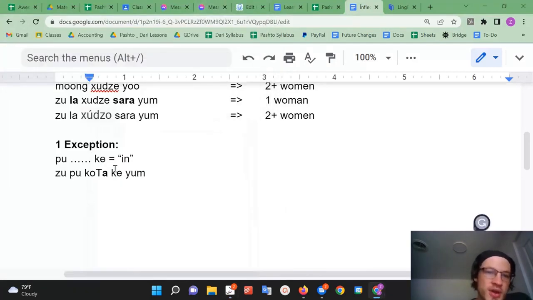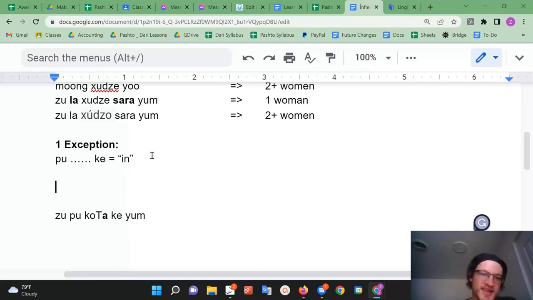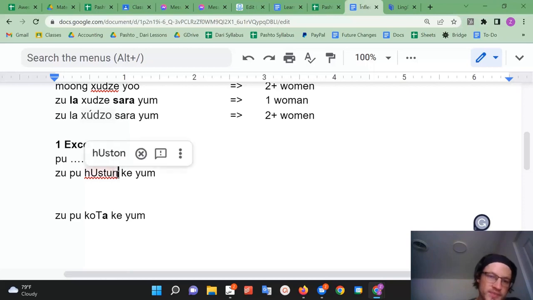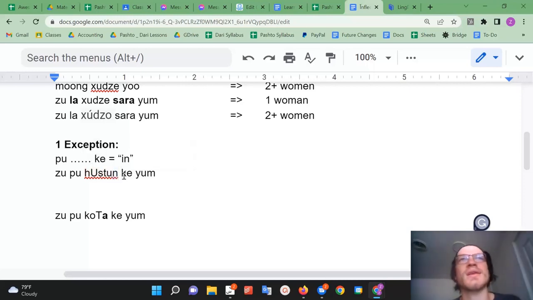So you'll notice words like, if I want to say ze Houston kiyam, Houston kiyam. Notice, this is Houston, so I wouldn't inflect this anyway because it ends in a consonant. And a lot of names, like Afghanistan, it just so happens that a lot of words end in this.